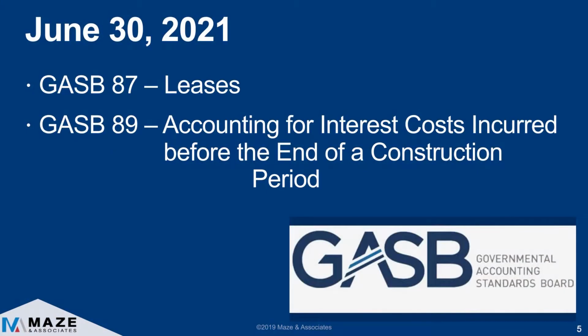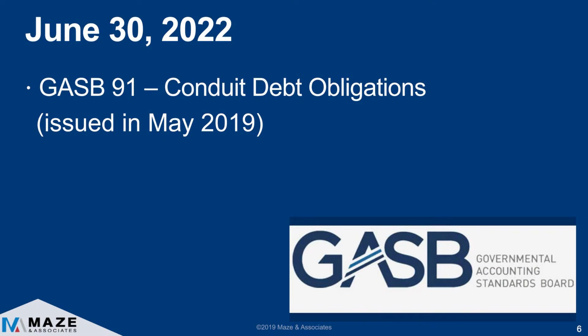And then another two in fiscal year ending June 30, 2021. So there's GASB 87 leases, which I know everyone is super excited about. And there's GASB 89, which is accounting for interest costs incurred before the end of a construction period. And then there's a loner in fiscal year ending June 30, 2022, which is GASB 91, conduit debt obligations. And this one was just issued a couple months ago, so it's fairly new, in case you haven't heard of it.